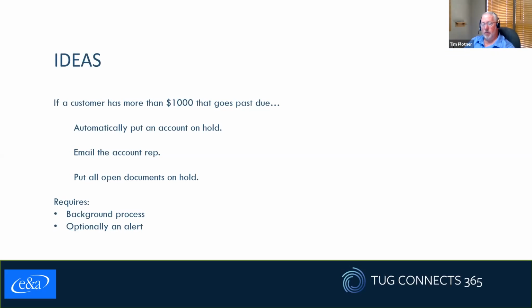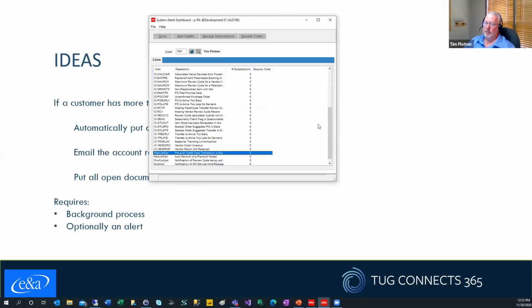Now, the background processor could generate an email to the account rep itself. Optionally, you could say, well, instead of just generating an email to the account rep, let me instead generate an alert. This is where I want to explain a little bit about alerts that will help you understand the difference between just sending an email to the account rep versus generating an alert. And to do that, I want to show you this screen. So this is the system alerts dashboard.